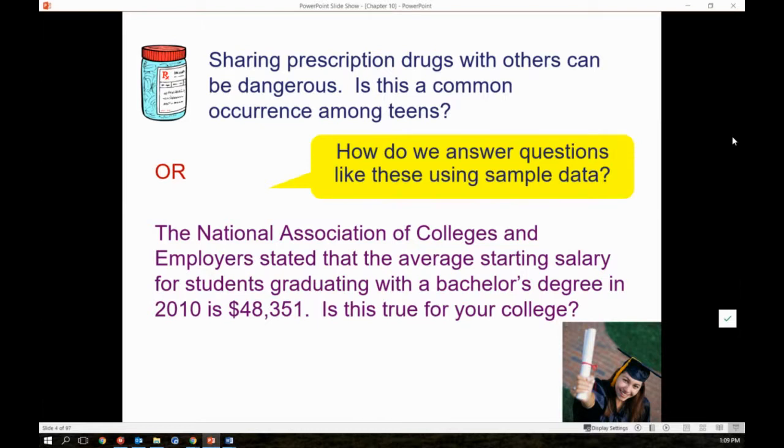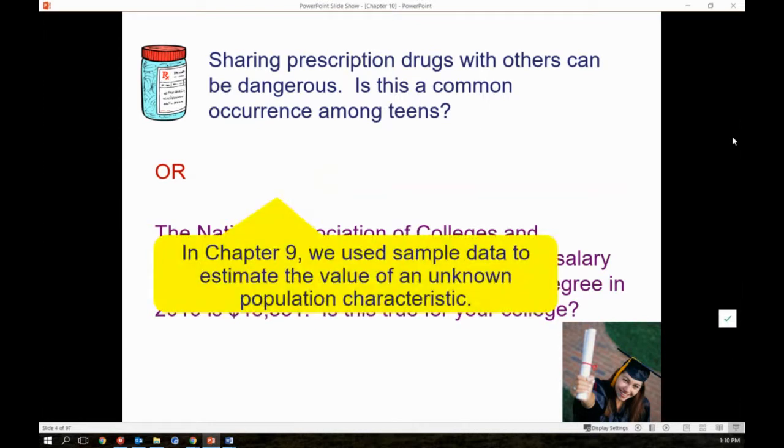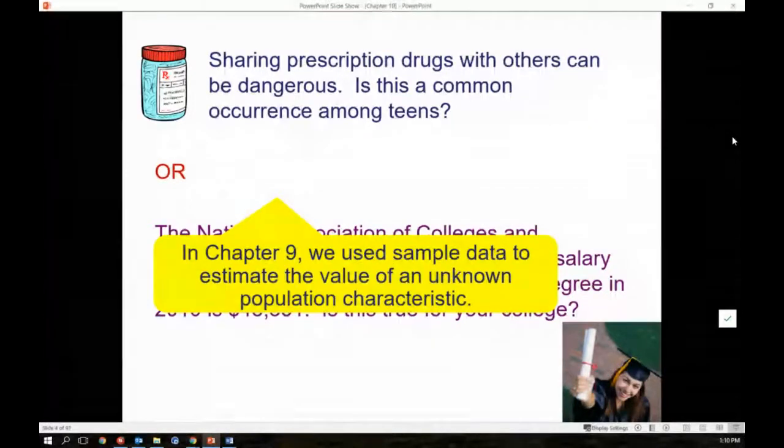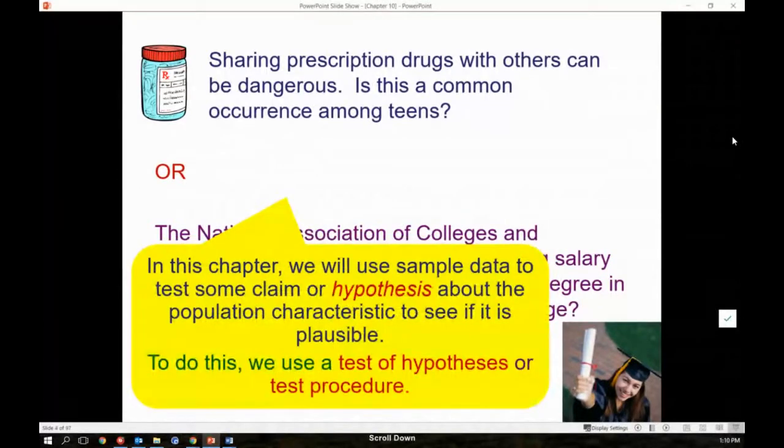So how do we answer these questions using sample data? Well, we've got to come up with a method where we can test whether their claims are true or not in our hypothesis testing. So in chapter 9, we said, oh, well, we're 95% confident that the real value is within this range. If it's not in the range, we said, oh, well, it's probably not likely. Well, that's one way to do it, but another way is with this testing. So we're going to use sample data.